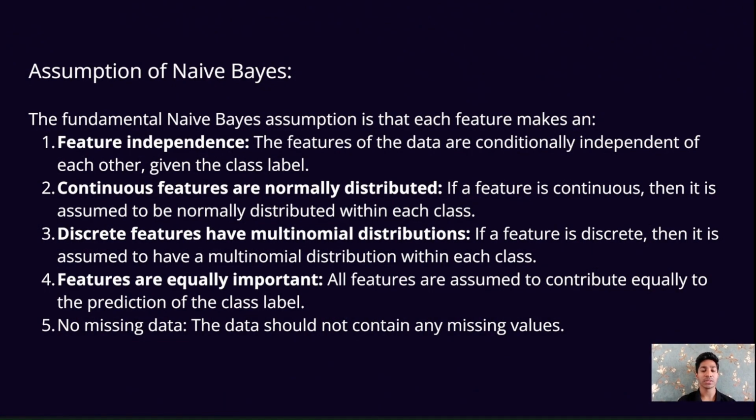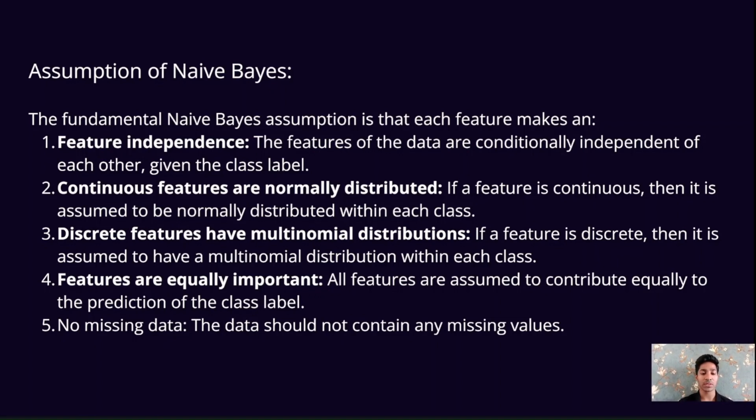There are certain assumptions that the features make in Bayes theorem. A few of them are listed below. First, we have feature independence. This assumption states that the features of the data are conditionally independent of each other given the class label. Second, continuous features are normally distributed. This assumption states that if a feature is continuous, then it is assumed to be normally distributed within each class.